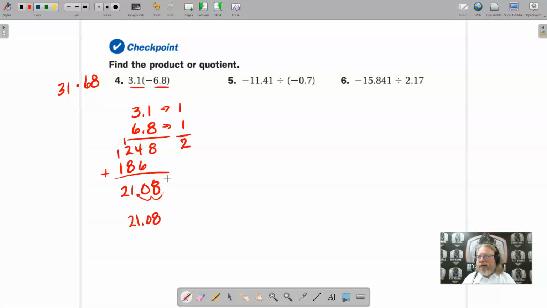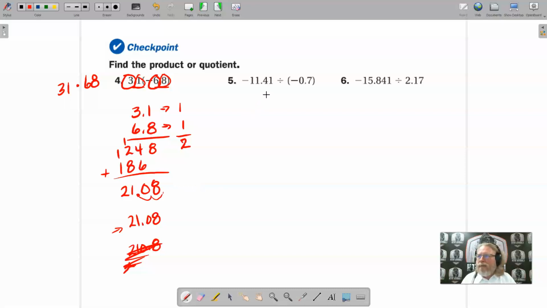21.08. And if you think about it, look at this. 3 times 6 is 18, right? And 18 is a little bit more than 21, and that makes sense because you got the 1/10 and the 8/10 being multiplied as well. So it makes sense we'd be a little bit higher than 18. If you got the decimal in the wrong place, had 210.8, you'd be like, okay, something seems off because 3 times 6 equals 18, and 210 is way further than 18. That can't be right.